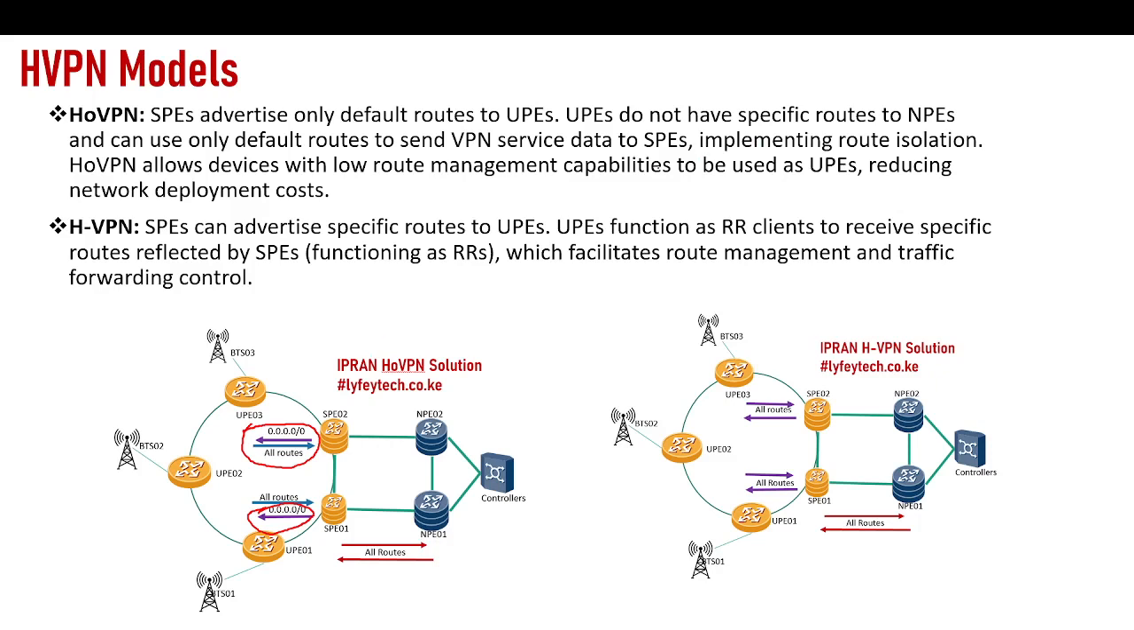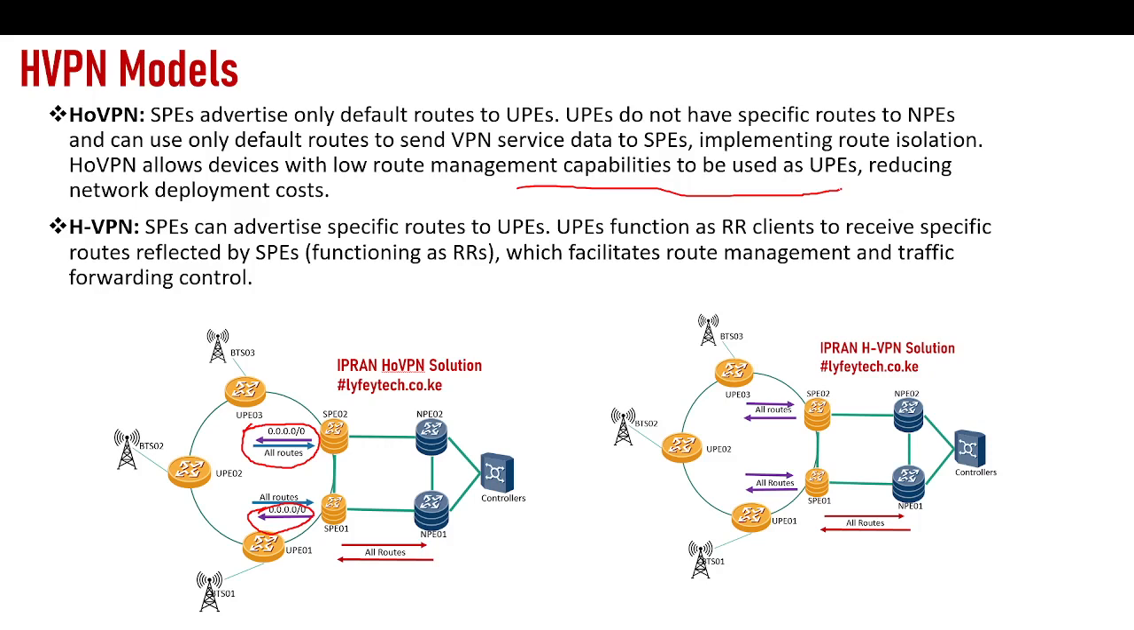So this helps us to implement route isolation, and it allows devices with low route management capability to be used as the UPEs. Remember, I mentioned that for the access nodes, many times we are using low-end devices, so they don't have the capacity to manage many routes. So we are using low-end devices as the UPEs, and then they can only have the local routes and the default route that is advertised from the SPE.